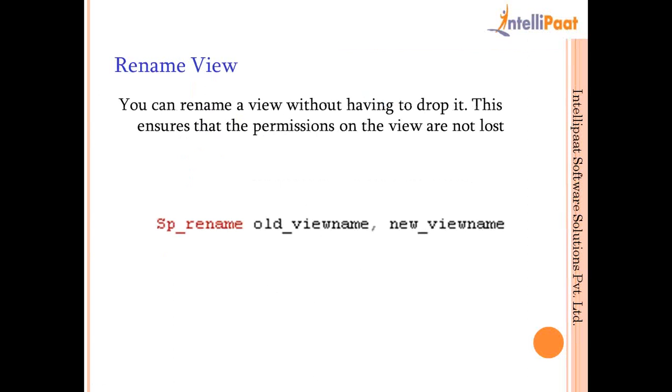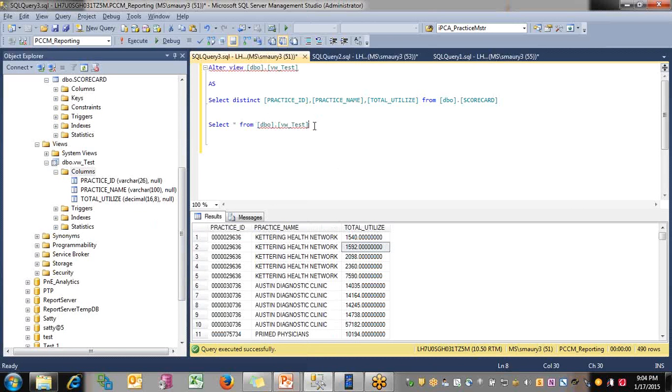Okay. Now we have rename a view. It says that you can rename a view without having to drop it. This ensures that permissions on the view are not lost. The syntax is sp rename. Then you need to specify the old view name and then the new view name. Let me first rename it and then I'll tell you what rename is. It says sp underscore rename.